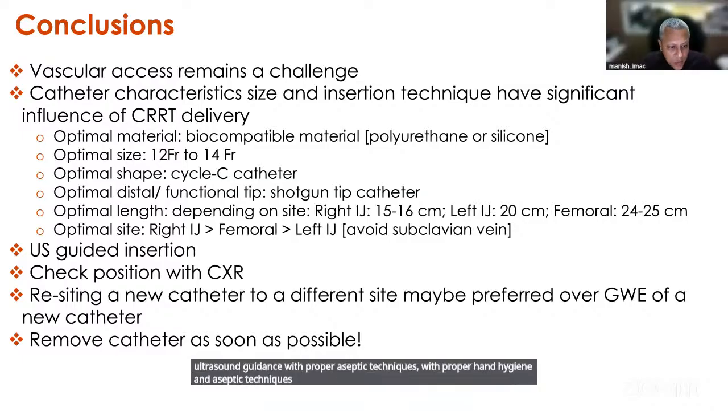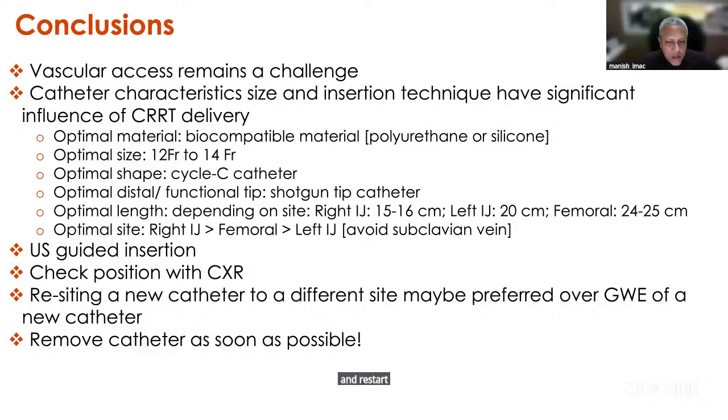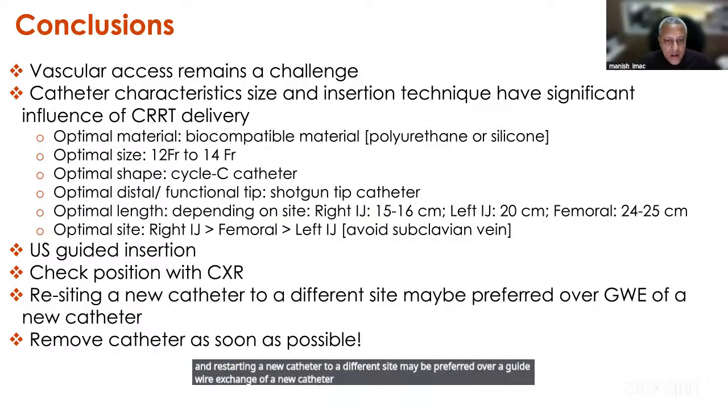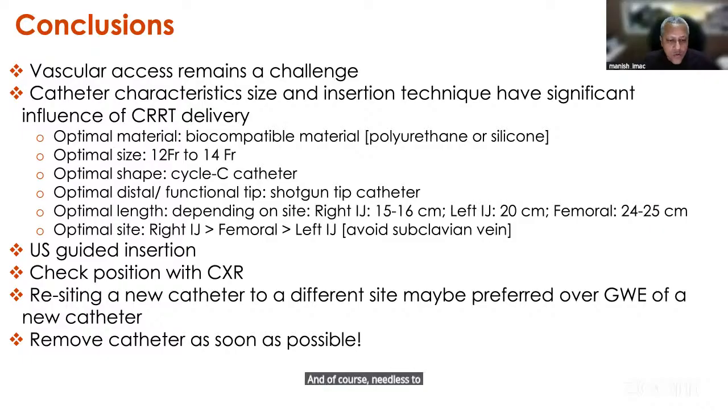We must always check the position with a chest X-ray, and resiting a new catheter to a different site may be preferred over a guide wire exchange of a new catheter, especially if you're doing it for catheter dysfunction. And of course, needless to say, we must remove the catheter as soon as possible.